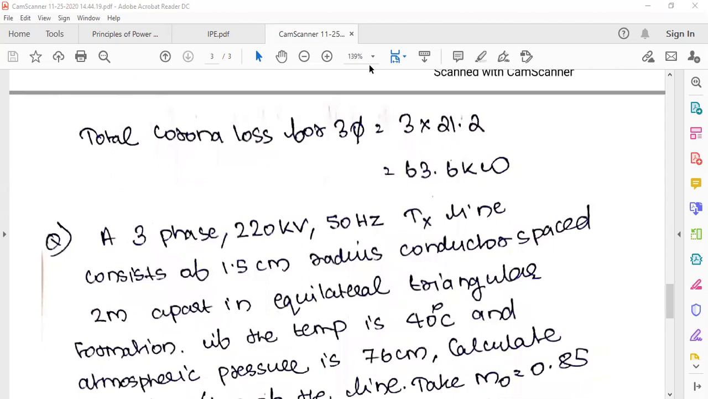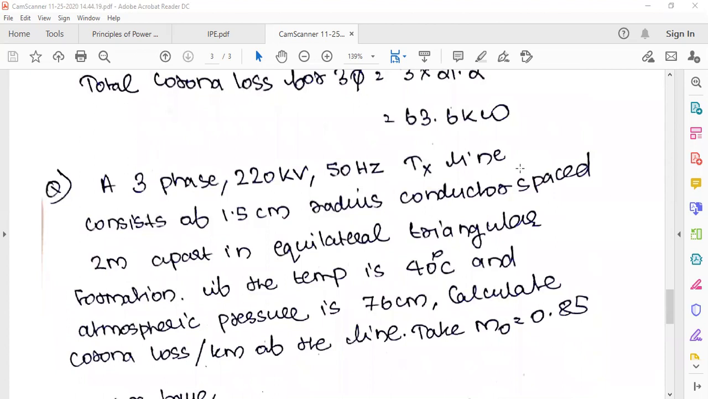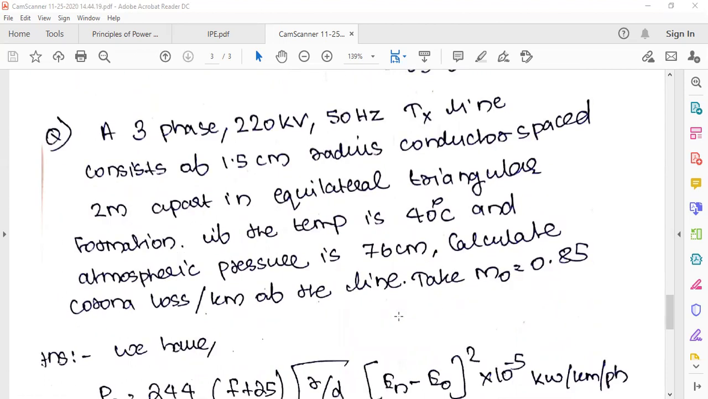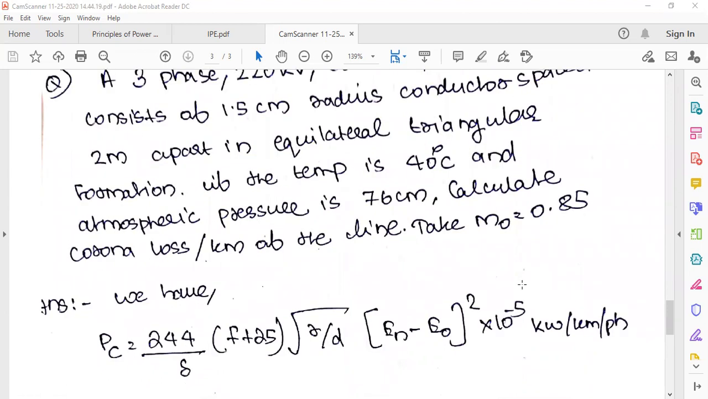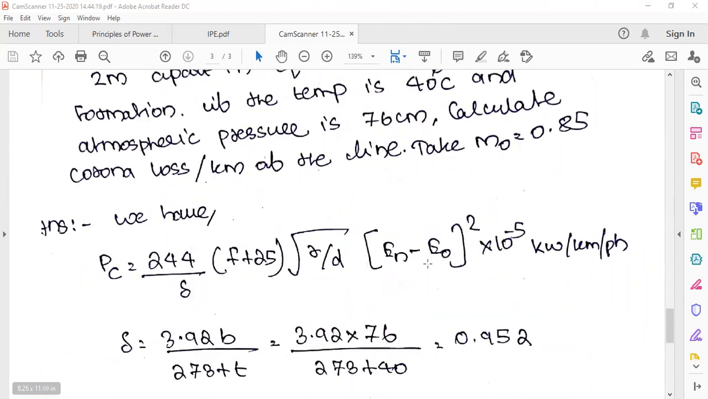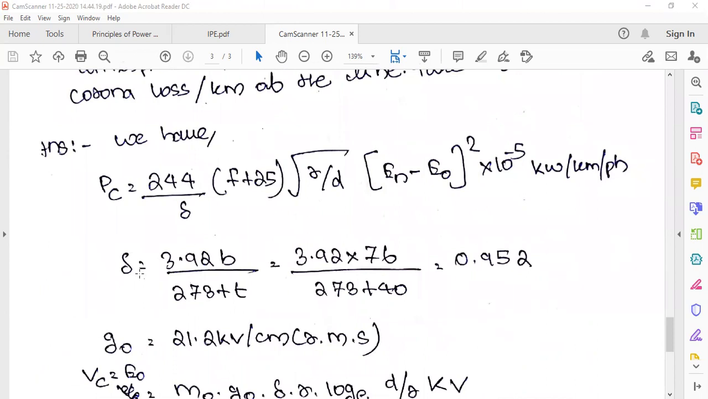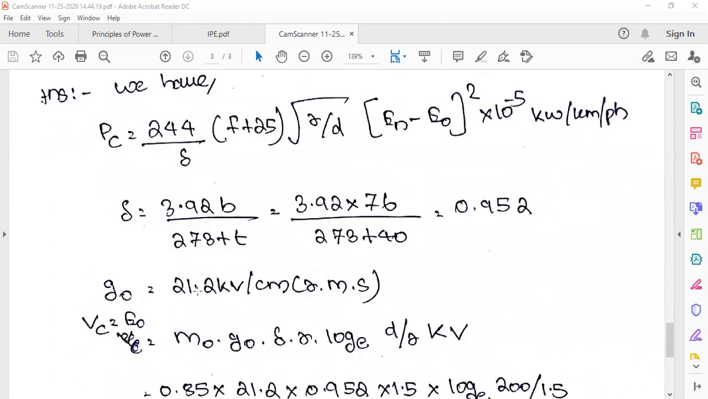Similarly, you have another problem. A 3-phase 220 kilovolt 50 hertz transmission line consists of 1.5 centimeter radius conductors spaced 2 meter apart in equilateral triangular formation. If the temperature is 40 degrees Celsius and atmospheric pressure is 76 centimeter, calculate the corona loss per kilometer. Here they are asking per kilometer, and M naught should be 0.85. So we have the equation here, and we find del. Atmospheric pressure is given, temperature is given.